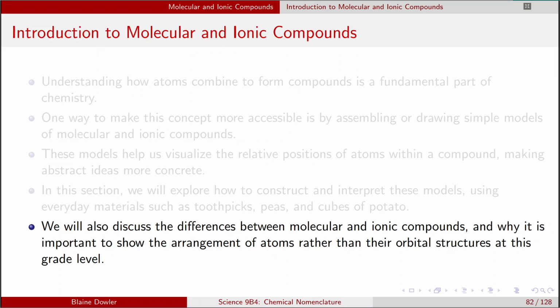We will also discuss the differences between molecular and ionic compounds and why it is important to show the arrangement of atoms rather than their orbital structures. The orbital structures get very complicated and are left for later grades.